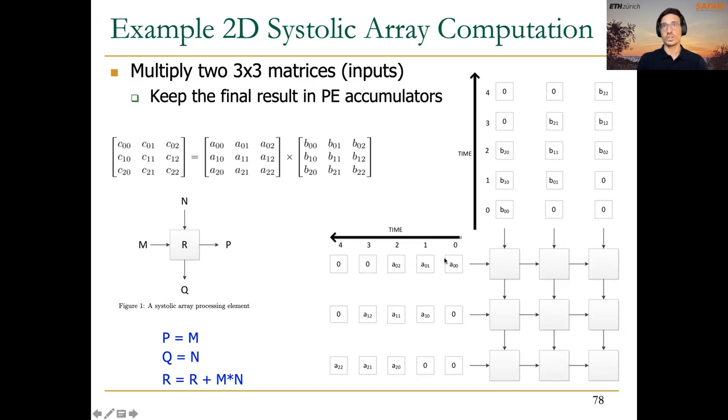So here in the first cycle, A 0,0 and B 0,0 get multiplied and accumulated into the register, or the accumulator, that we have here. In the next cycle it is element A 0,1 times element B 1,0. And in the third cycle it is A 0,2 times B 2,0. So after three cycles, we'll have here in the internal register of this processing element the result of the corresponding element of the output matrix C.